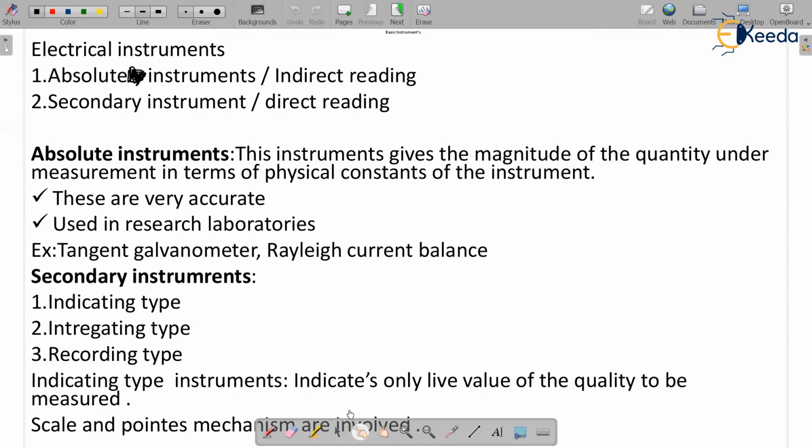Indicating type instruments indicate only the live value of the quantity to be measured. So a scale and pointer mechanism is involved.